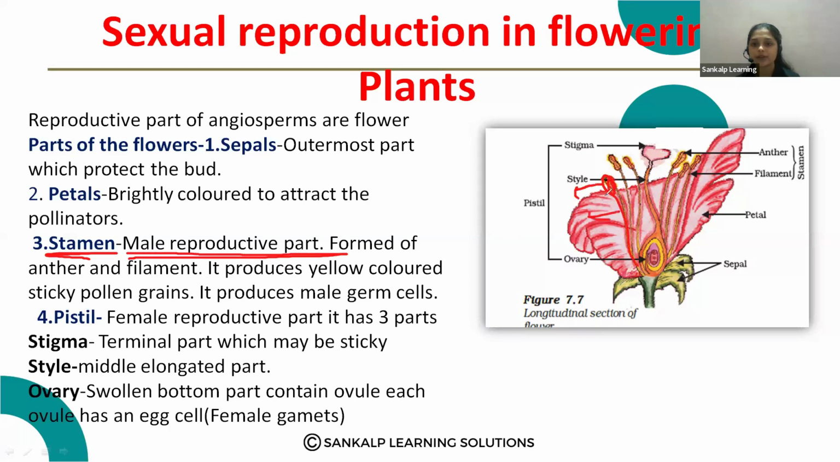This structure is called the anther, and this thread-like structure is called the filament. And these anthers produce some yellow colored structure.